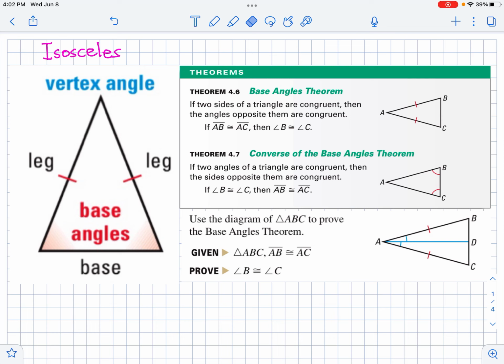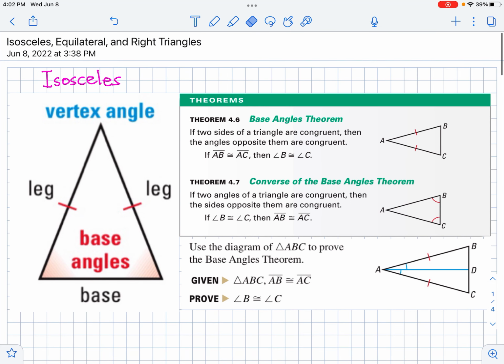So we want to take a moment and just take note of some special triangles, the isosceles, the equilateral triangle, and the right triangles, and just take note of some special properties that they have. First of all, the isosceles triangle. Remember, an isosceles triangle has two sides that are the same length. Okay, so we call those sides the legs.